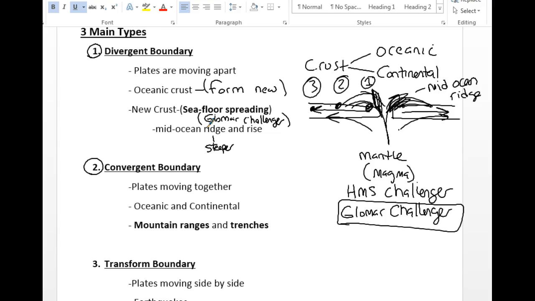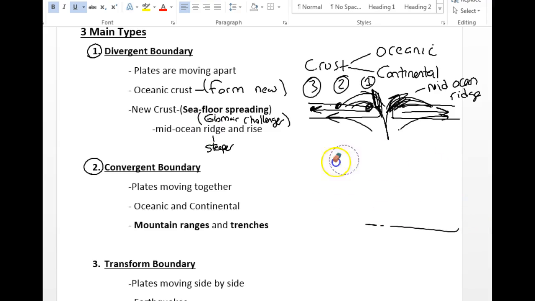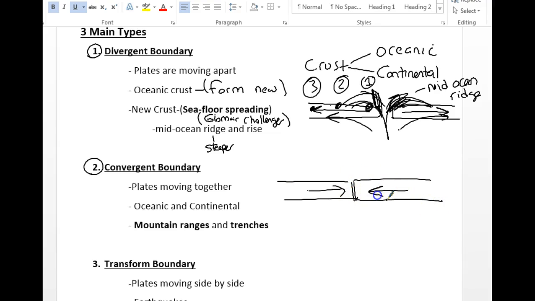And then you have a convergent plate boundary. This is one where plates are moving together. So I'm going to erase this. Hopefully you got enough room. So this is convergent. This is where plates are moving together. So you have one this way, one this way, okay? And this can be lots of different things. It can be oceanic, it can be continental, and these form mountain ranges and trenches, okay?